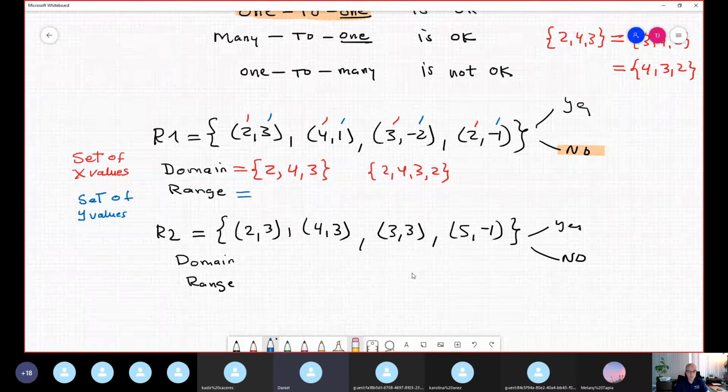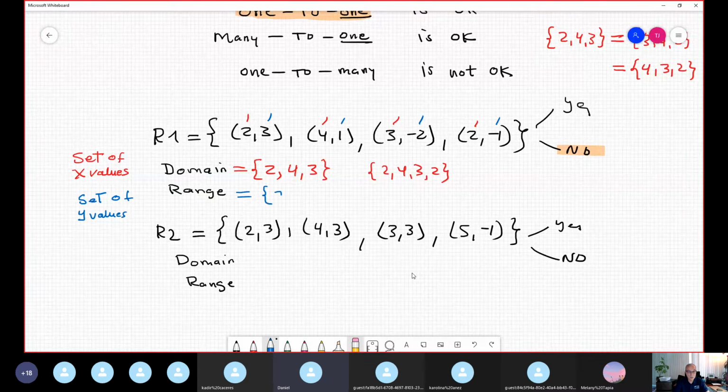In this case, we have 3, 1. Remember, I don't care about the order. The order is not important. Negative 2 and negative 1. And not necessarily any repetition.